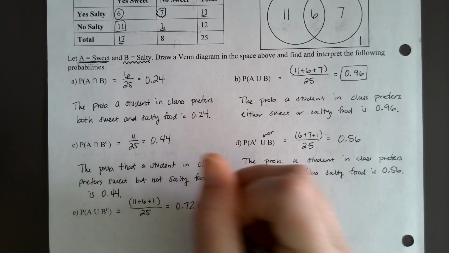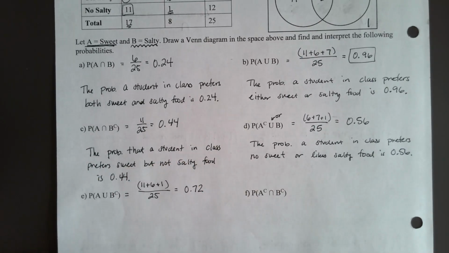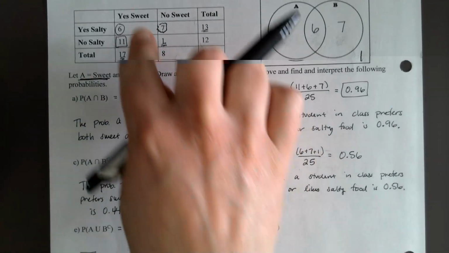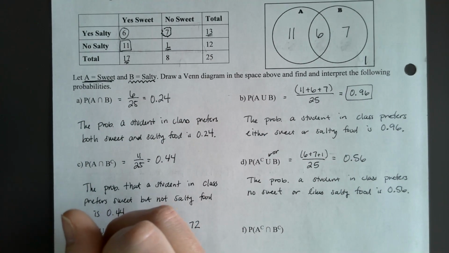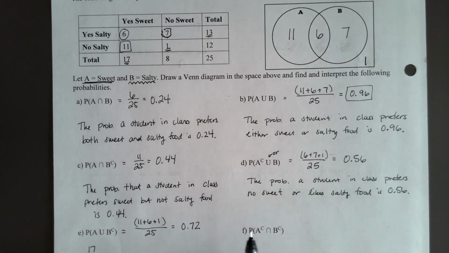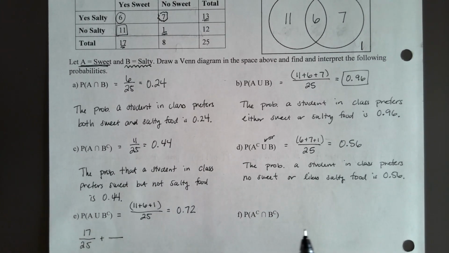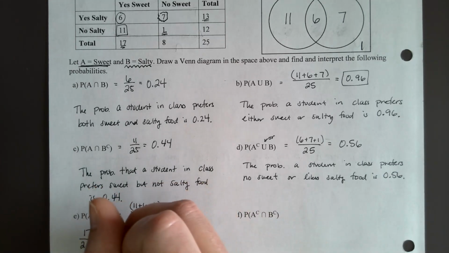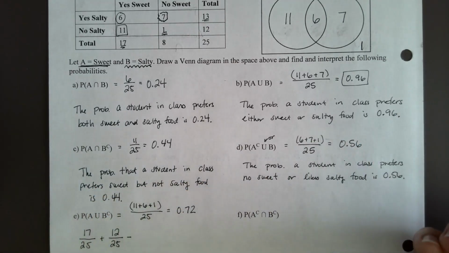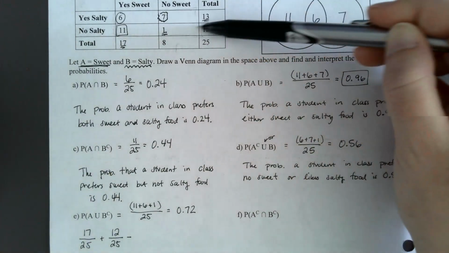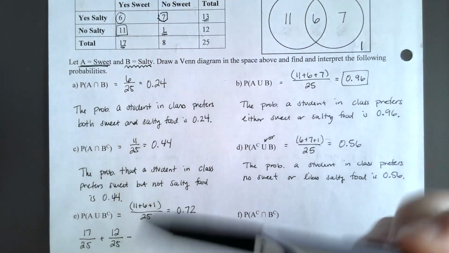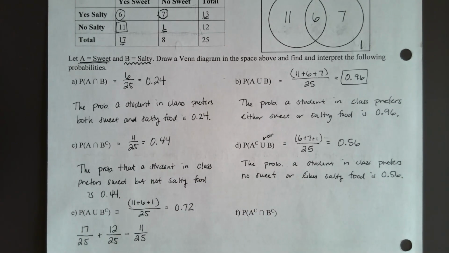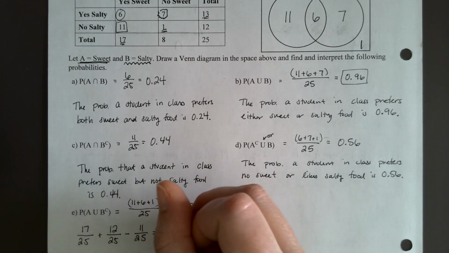get 0.72. Now, once again, you can use the formula. You could use the formula, either one. If I wanted to use my formula, I would want the probability of A. So out of everyone that said yes to sweet, which was our 17 out of 25, we're going to add in those that are not in salty. So not salty. Looking at no salty, that was our 12 out of 25. But we have to subtract out the overlap. So we had yes to sweet, no to salty. We had 11 people that we had an overlap in. So we want to make sure that we subtract out those 11 people that like sweet but not salty snacks. And you're going to get the same exact answer of 0.72.